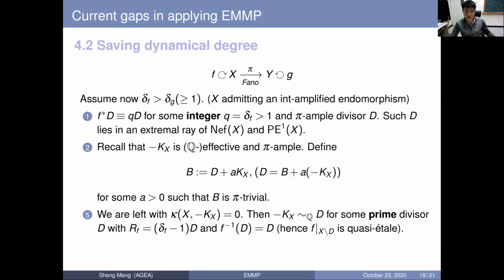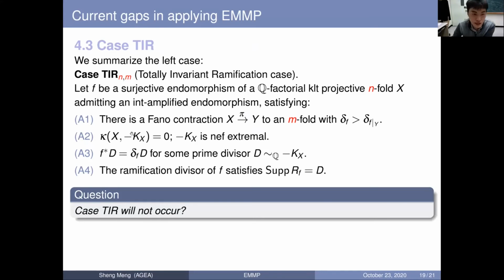Okay, so let me summarize the left case, and I call it case TR, meaning the totally invariant ramification. Here is our setup. The first three lines are our setup. The second line is about the Iitaka dimension of minus K, not movable, and nef extremal. The third and the fourth mean that it has a totally invariant ramification. Okay, so we see that this case TR has many restraints.